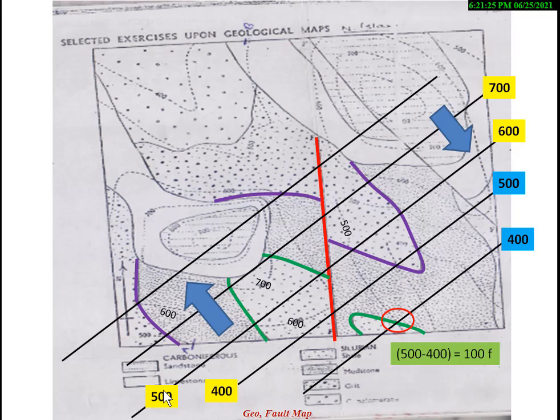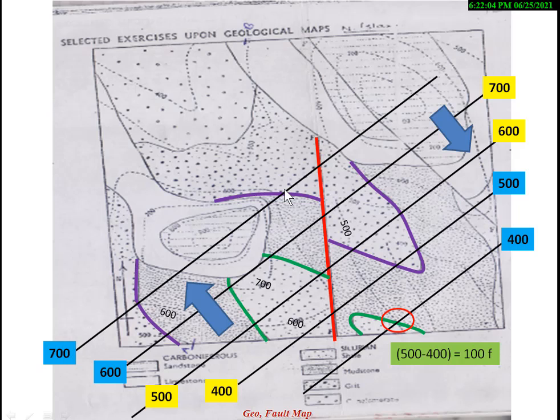So 400, 500. Then it should be 600. Then it should be 700. Okay. You see, this strike line should be 700. But here you see, what is the touching value? 600. It should be 700 according to this strike line method, but along this bearing line it touches 600. So 100 is deficit. So the throw is 100 feet.